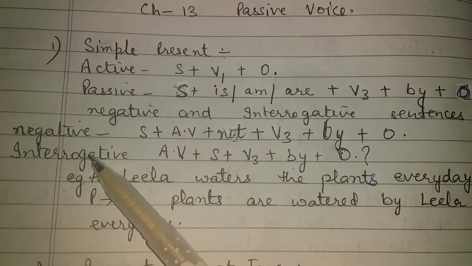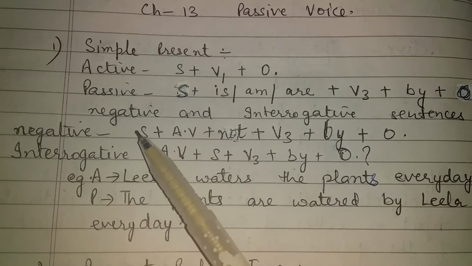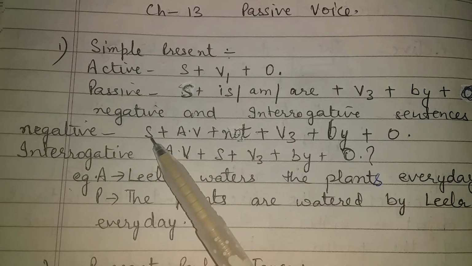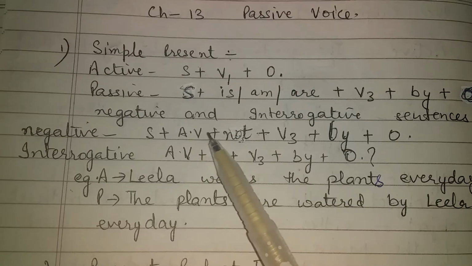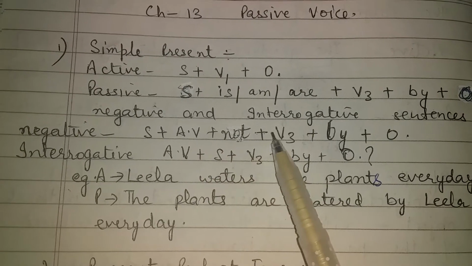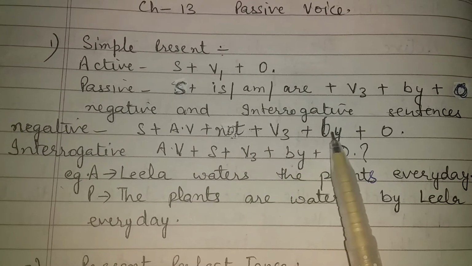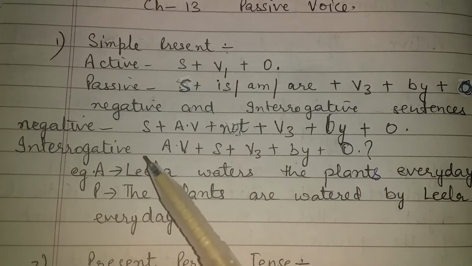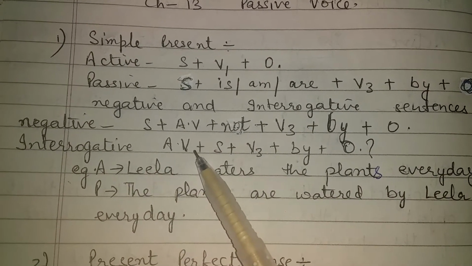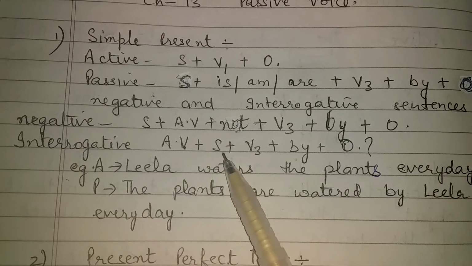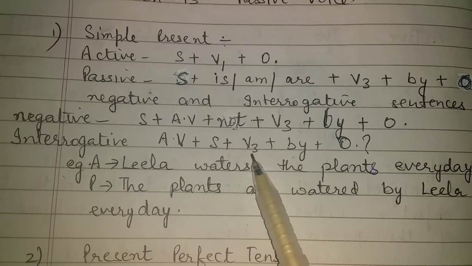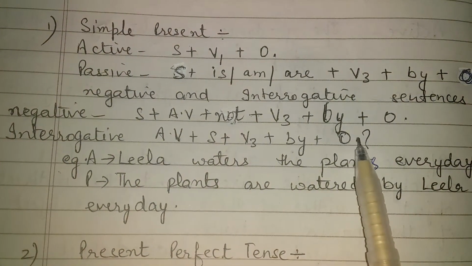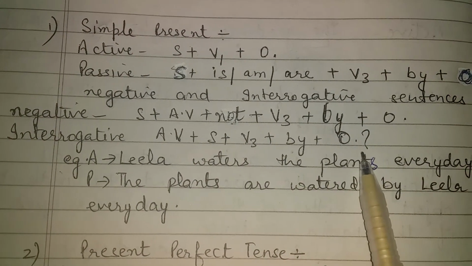In negative and interrogative sentences, first there is a subject, then auxiliary verb plus not, then the third form of verb plus by and then the object. In interrogative sentences, the auxiliary verb comes in the beginning, then the subject, then the third form of verb followed by by and then the object, and at the end there is a sign of interrogation.